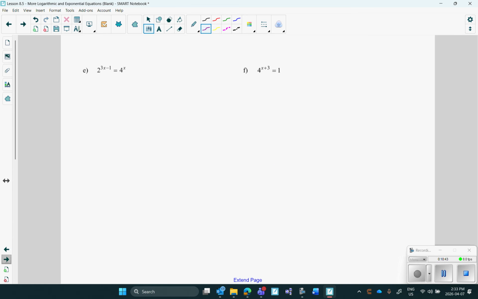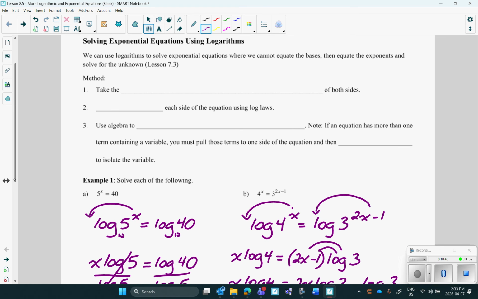Okay, so actually what I'll do is I'll just fill this in because we actually showed the steps here. So we take the common log of both sides. Right, that's the base 10. Then simplify. Sorry, I forgot what I was saying.